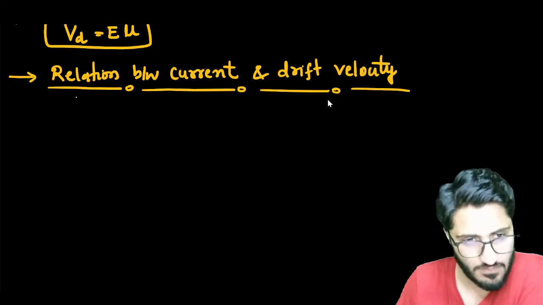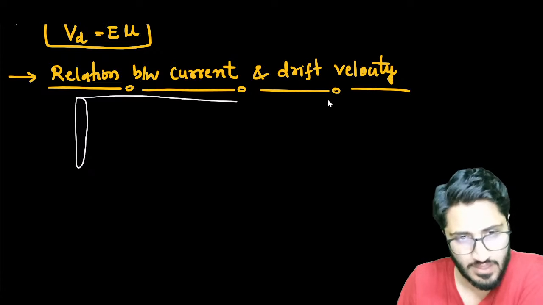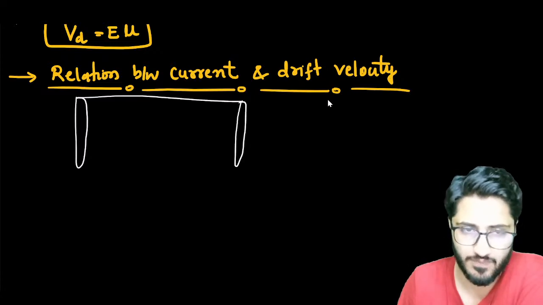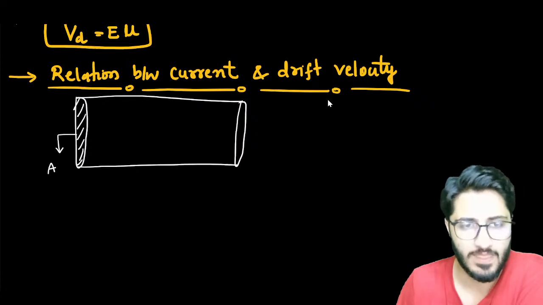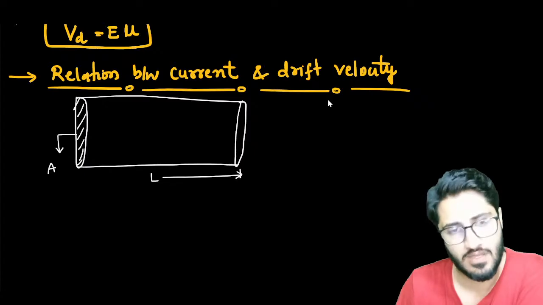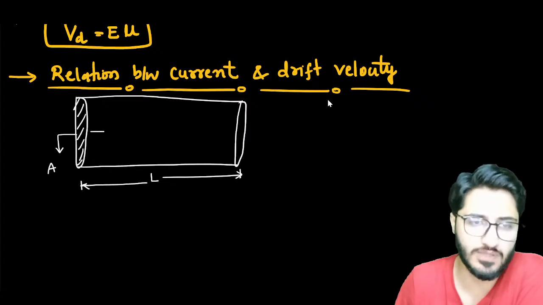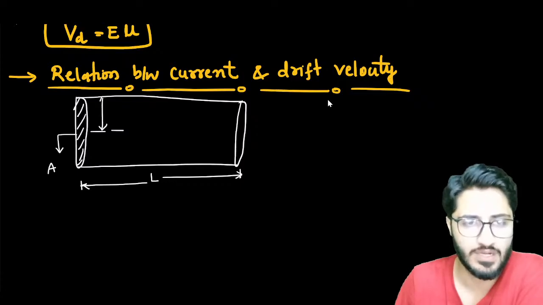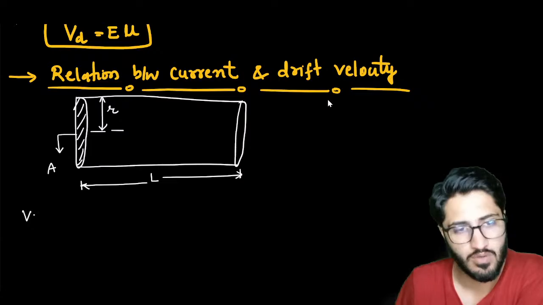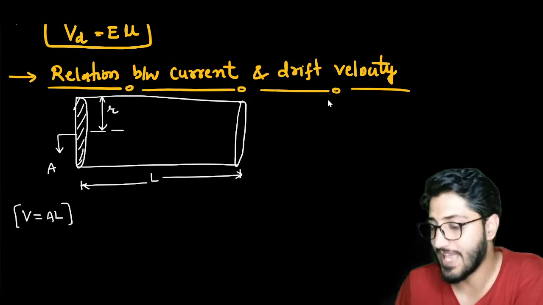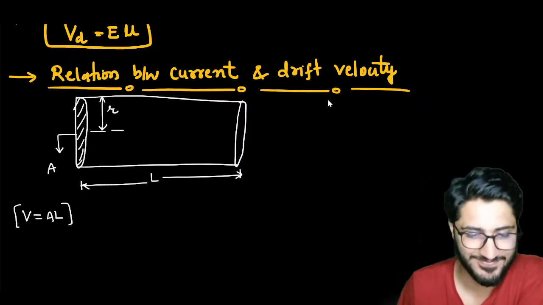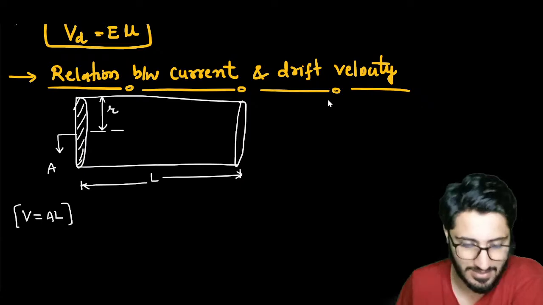Look, beta. This is my conductor. This white thing is known as my conductor. Its area of cross section is A and length is L. Volume means area into length, so volume is A into L. It is not AEVd, it is NEAVd. Done?